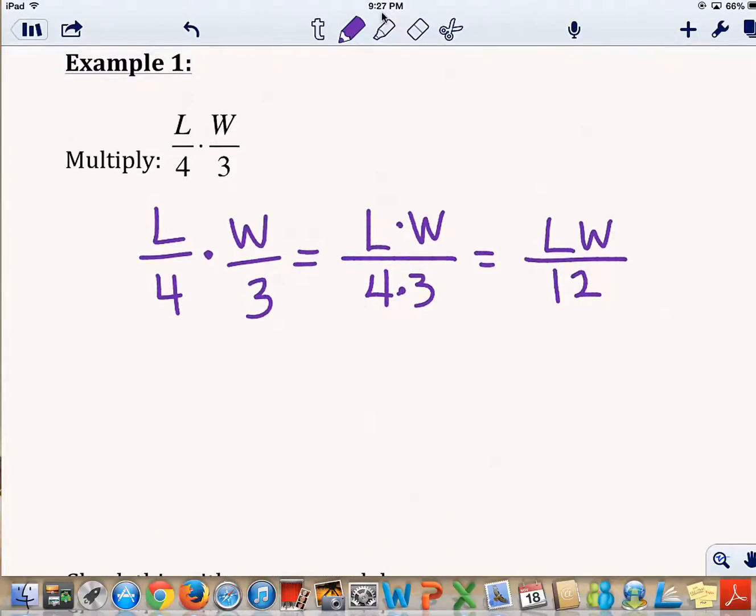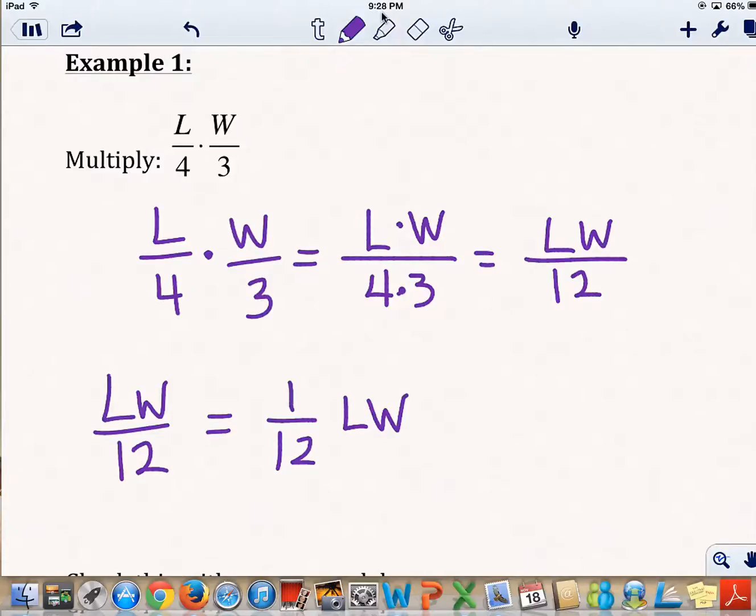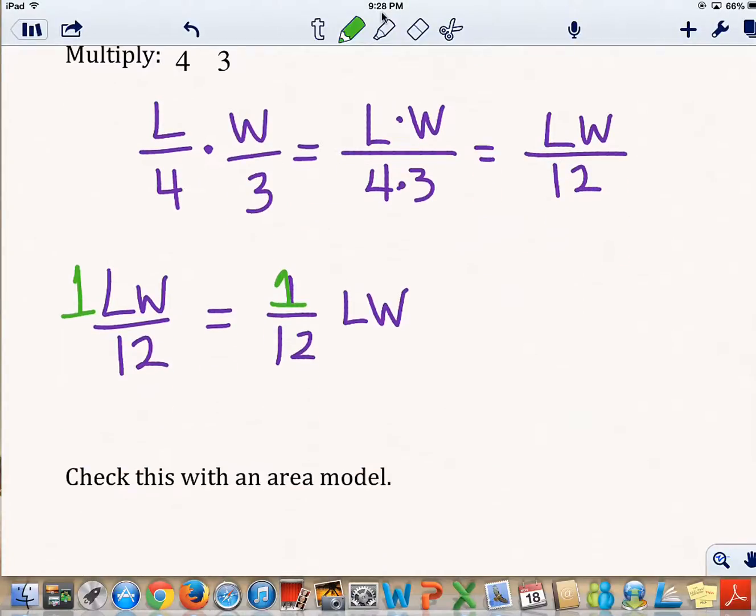And I want you to notice here that LW divided by 12, sometimes it may be useful for us to write this as 1/12 LW. So these are equivalent because in the numerator here you don't really see this 1 because 1 times anything is itself. So we can write 1 times LW or 1/12 LW, so it's the same no matter how we look at it, which will be helpful for this example here.